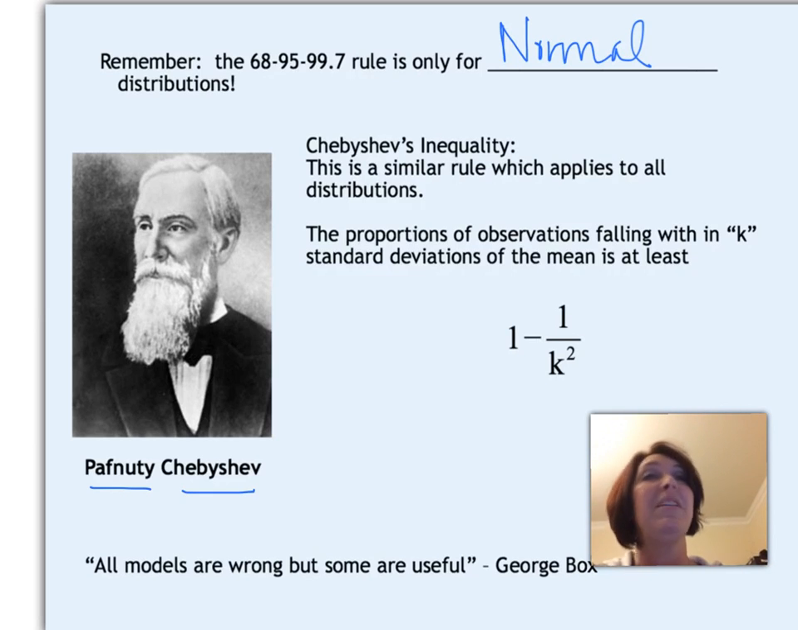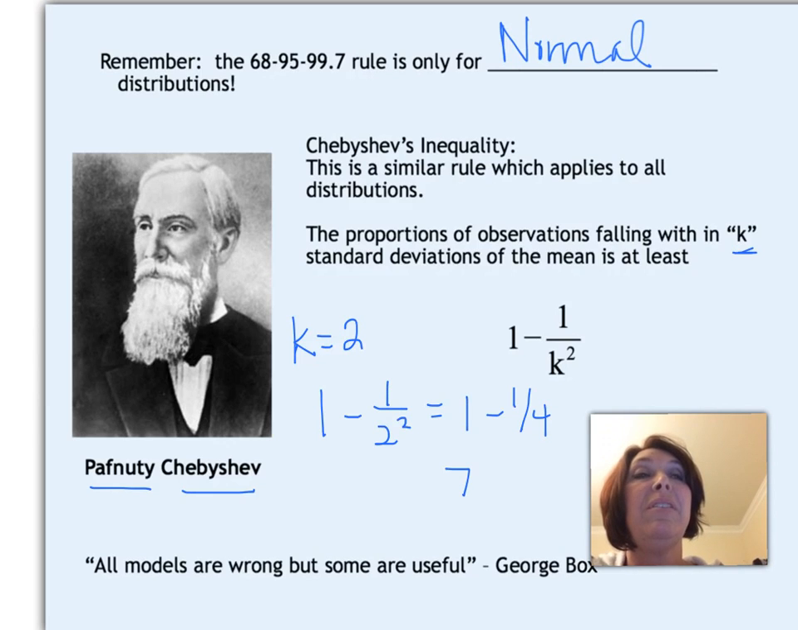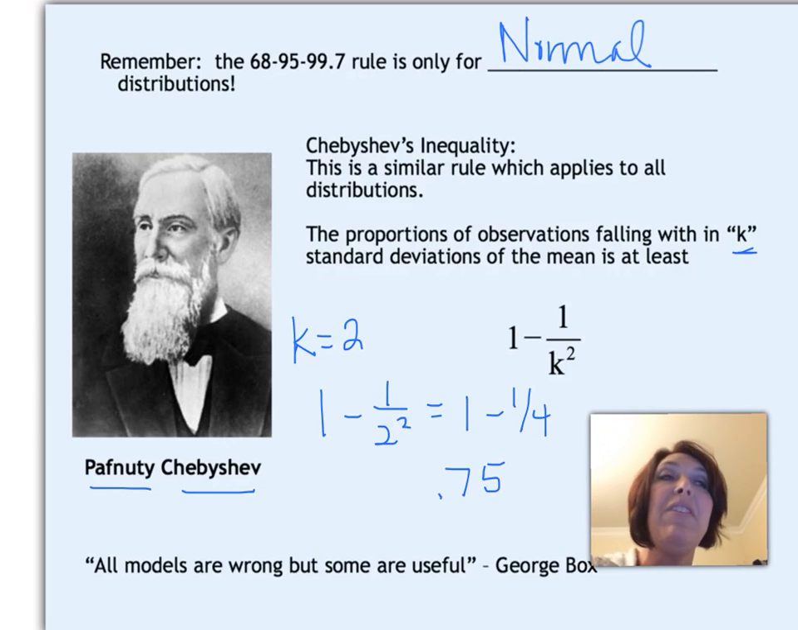All right, Chebyshev came up with a similar rule, which applies to all distributions, even if they are skewed, unimodal, bimodal, whatever. Basically what he says is the proportion of observations falling within K, the number of standard deviations of the mean, is at least 1 minus 1 over K squared. So if K is 2 standard deviations, we'd say it's 1 minus 1 over 2 squared, which is 1 minus 1 over 4, so 0.75 or 75% of the data would fall within 2 standard deviations.